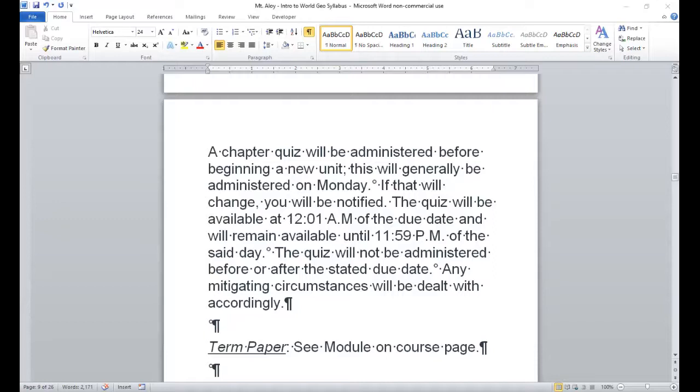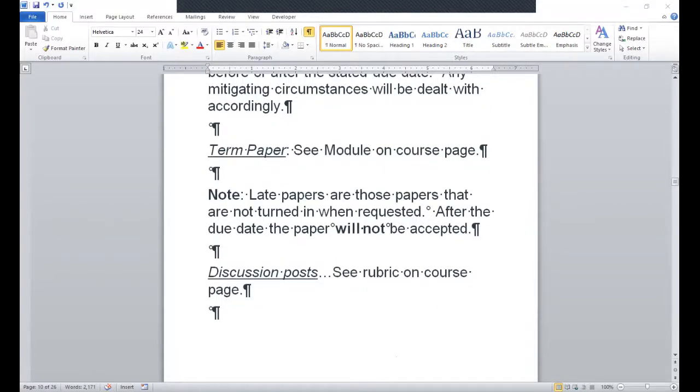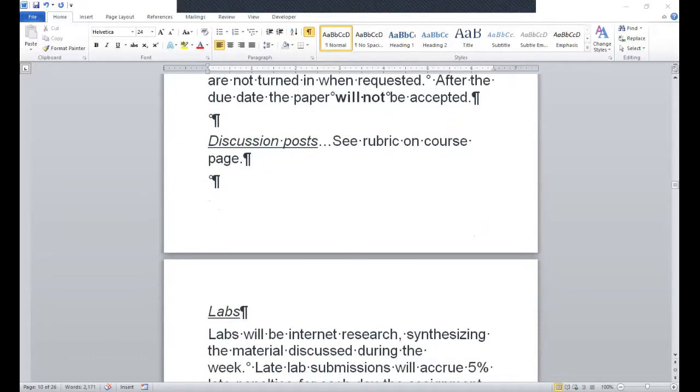Okay. Term paper, you'll see a module on the course page. By the time you see this, I will have that up and ready to go. It'll be a module on the term paper. Late papers are those papers that are not turned in when requested after the due date, and they will not be accepted. Discussion posts, you'll see a rubric on the course page as well for that.